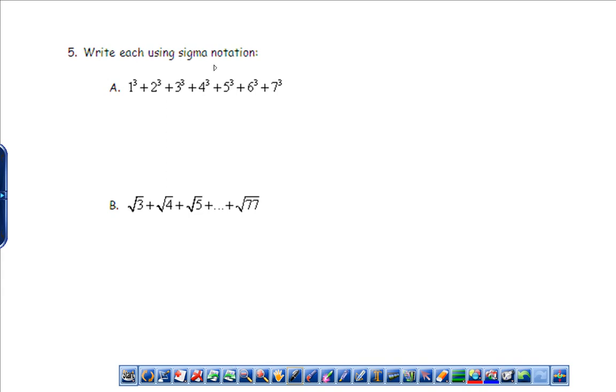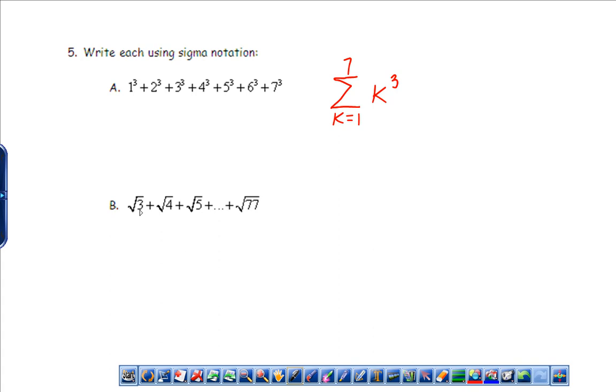Write each using sigma notation. Okay, so this is asking us to do this. With the sigma, we need to write the rule, the number we start with, and the number we end with. So it looks like we're starting with 1. So we can say k equals 1 and it stops at 7. And what is the pattern here? What is the rule? How do you get each term? You're cubing k. Okay, and that's all it's asking us to do.